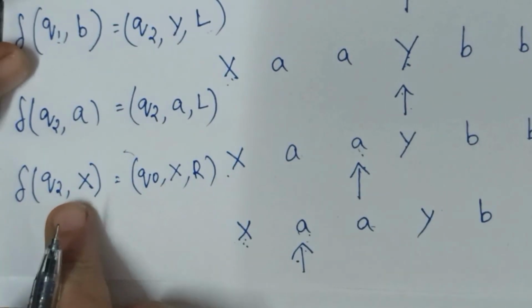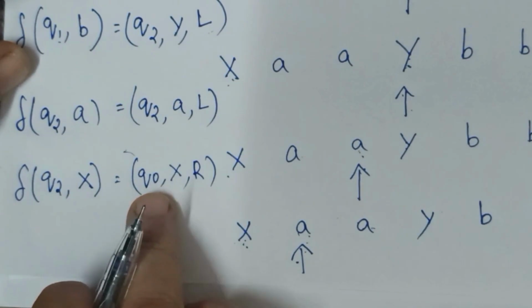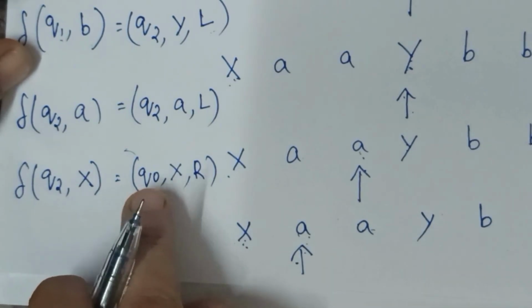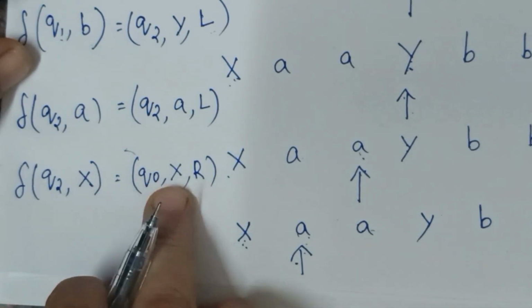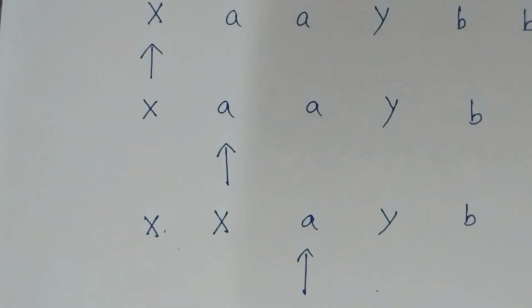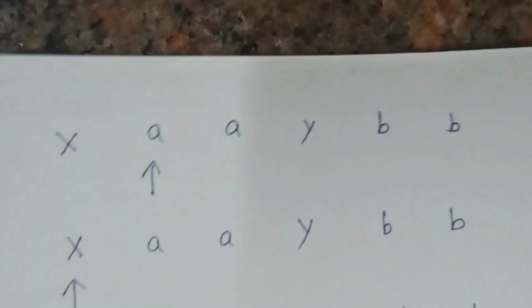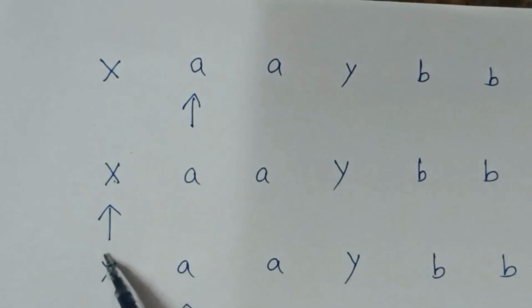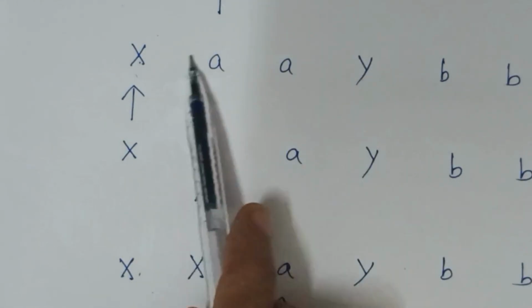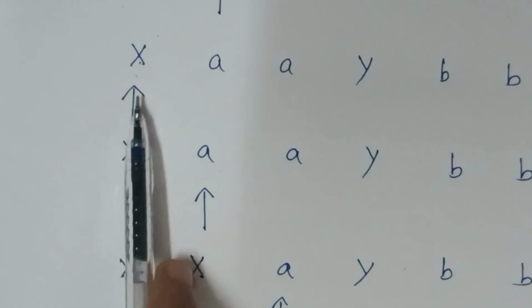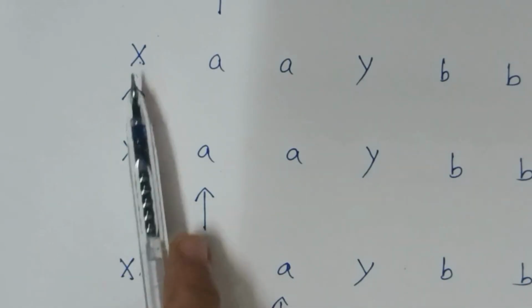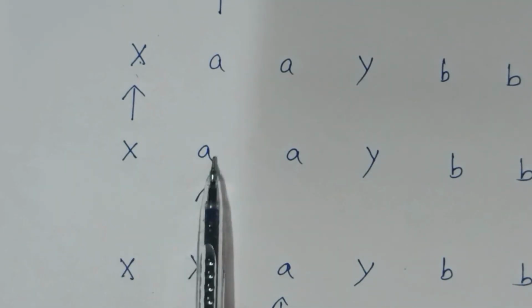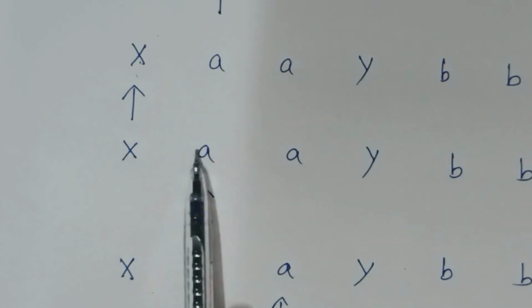Q2 on reading X, changing the state to Q0 because again we are starting from the beginning. Reading X, writing X, move to right. See here, if you see this logic, we will understand. Reading X and writing X, and we are moving to right. When we have reached X, reading X, writing X, and we are moving to right. So again it is starting from the beginning.